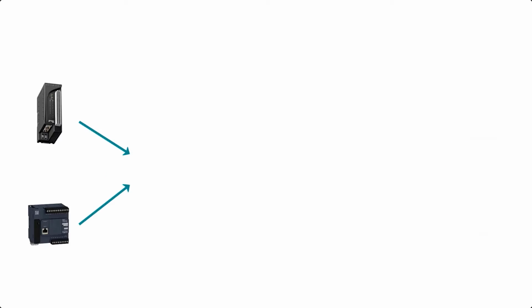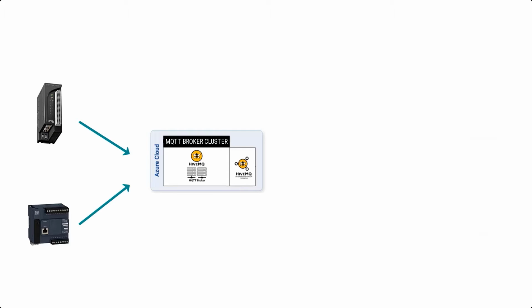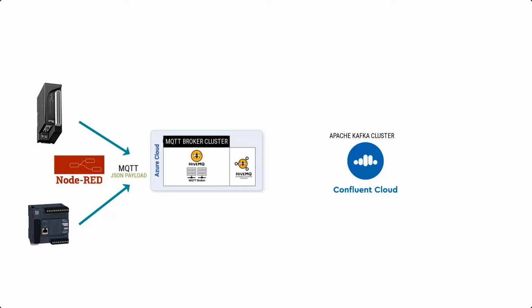In this demo, I'm going to deploy a HiveMQ MQTT broker cluster on Azure Cloud. I'll then use Node-RED to collect data from industrial devices in my demo setup, convert it to JSON format, and publish the data as MQTT messages to the HiveMQ broker cluster. Next, I'll create a Kafka cluster on Confluent Cloud, and then use the HiveMQ Kafka extension, which implements the native Kafka protocol inside the HiveMQ MQTT broker, to forward the MQTT messages to the Kafka cluster on Confluent Cloud where it will be made available for consumption by a large number of enterprise applications.